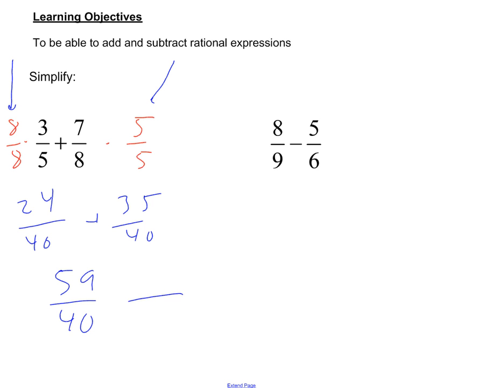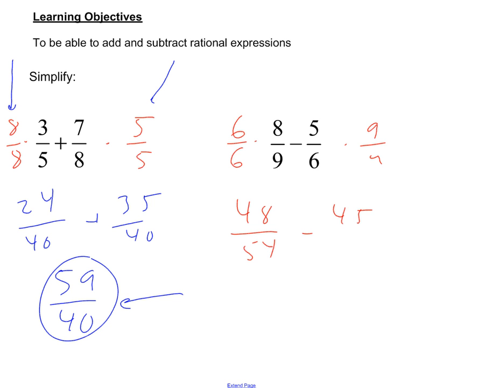And then we take a look. Can this be simplified? No, it can't be simplified, so we're finished. With the second one, if you multiplied by 9 over 9 and 6 over 6, that will get you the right answer. It would leave you with 48 over 54 minus 45 over 54, which will be 3 over 54. And then you take a look. Can it be simplified? Yes, it can be simplified. And you wind up with 1 over 18.